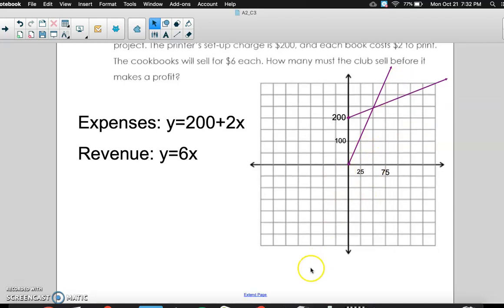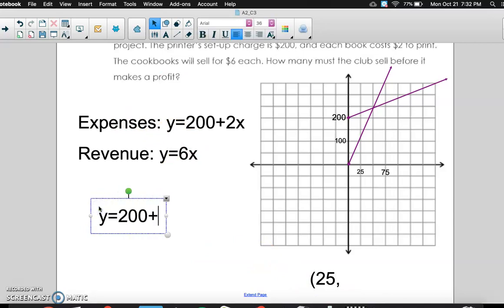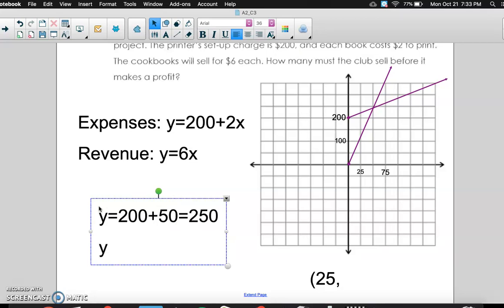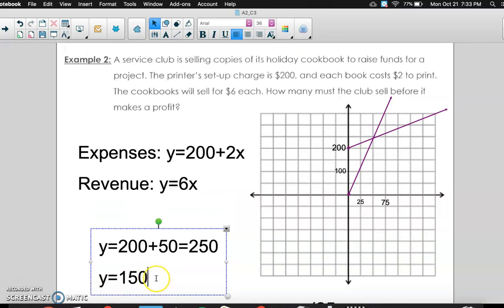If I plug in 25, what do I get for both equations? Well, for the first one, I get y equals 200 plus 2 times 25 is 50. So I get 200 plus 50 is 250. If I do revenue, I get y equals 6 times 25 or 150. Well, we don't know if that satisfies the equation because we still don't know what we're looking for.